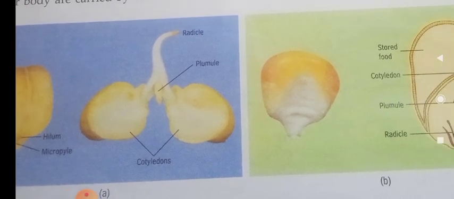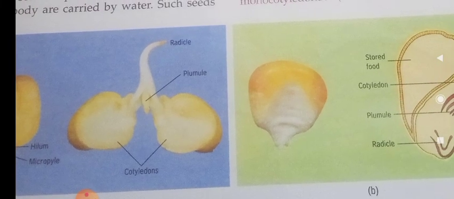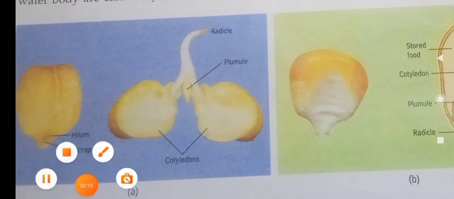Here you cannot divide the maize into two parts, isn't it? Yes. But what about this one? Gram. The chenna dal you are eating, right? That is the example for a dicotyledonous plant. You understood about the structure of the seed, children? Shall we switch over to the next topic?